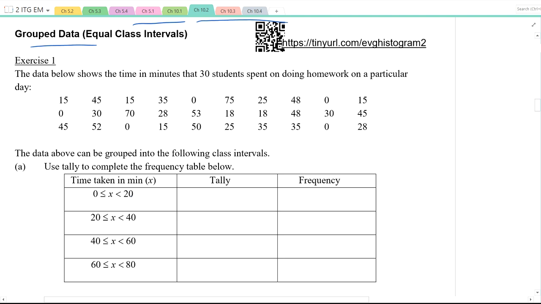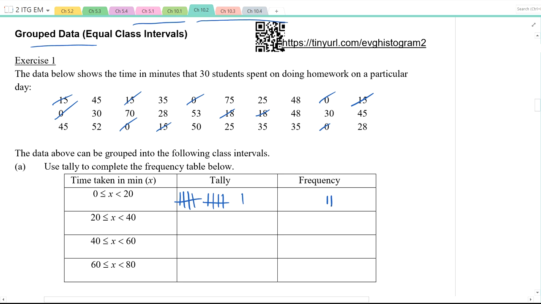Let's see how many there are. And as we go, we strike them off. So that's 1, 2, 3, 4, 5, 6, 7, 8, 9, 10, 11. So the frequency will be 11.